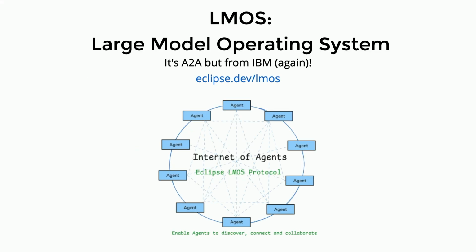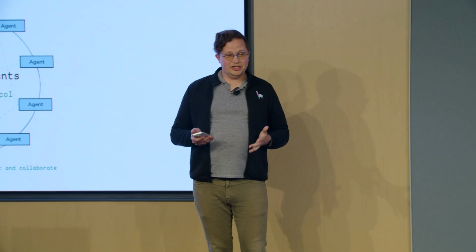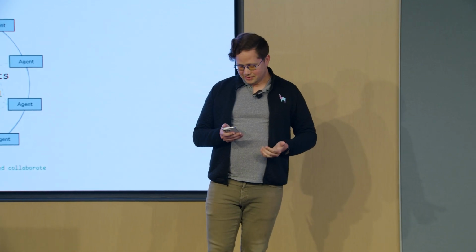Then we get to Elmos. Elmos is a fascinating effort, not least because it's from the Eclipse Foundation. If you're not familiar, the Eclipse Foundation is IBM in disguise. So this is another branch of IBM building exactly the same thing that IBM is building. And if you think that's unusual, you have not spent any time interacting with IBM.